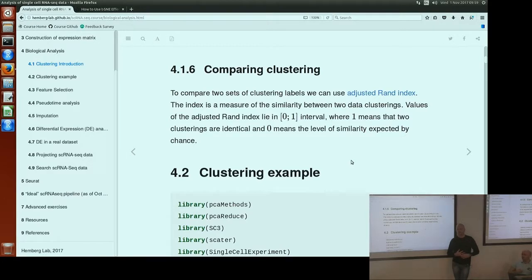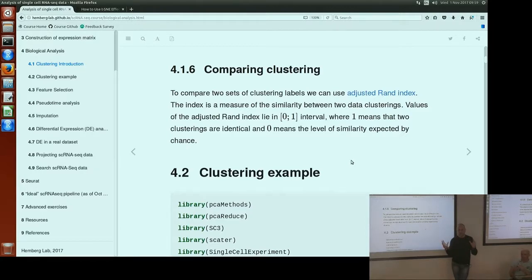Yeah, so the question is if we can record the location of the cell, and then when doing clustering, use this information to do the clustering more accurately, right? Yes, so there are some tools coming in this direction.